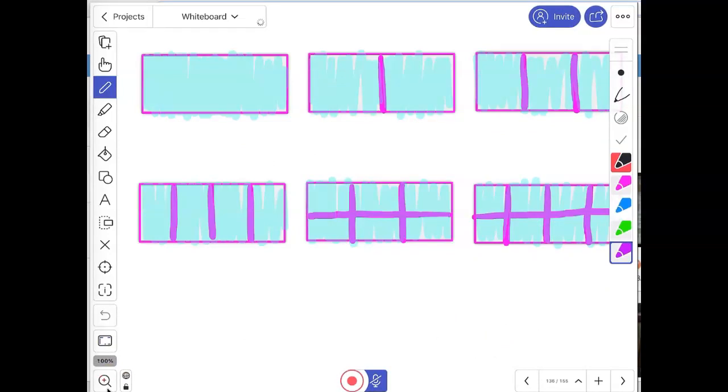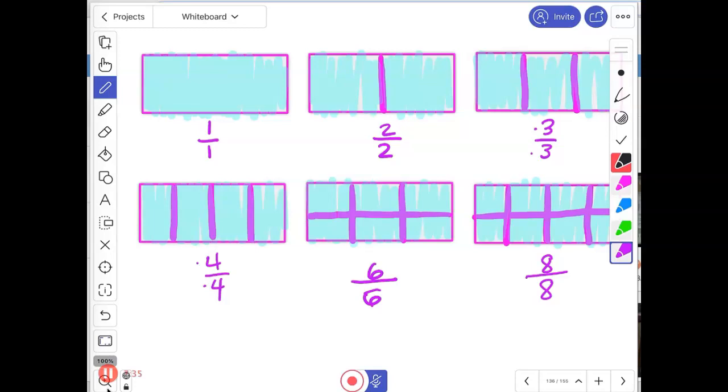Here's what I notice. This fraction is 1 over 1. One rectangle, 1 part shaded. This one is 2 over 2. Broken into 2 parts, both of them are shaded. This is 3 over 3. Broken into 3 parts, all 3 of them are shaded. This is 4 over 4. Broken into 4 parts, all 4 of them are shaded. Broken into, whoopsie, I almost wrote 5. 6 parts, all of them are shaded. Broken into 8 parts, all of them are shaded. Do you notice something here? These all represent one rectangle. These are all equivalent to 1.